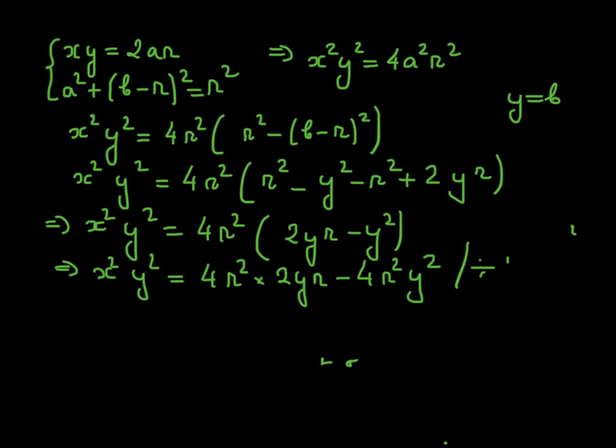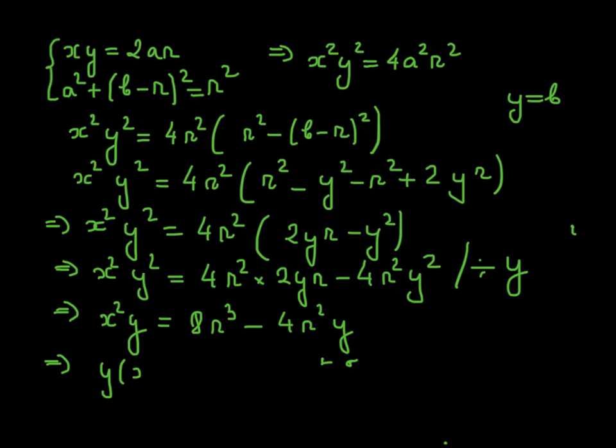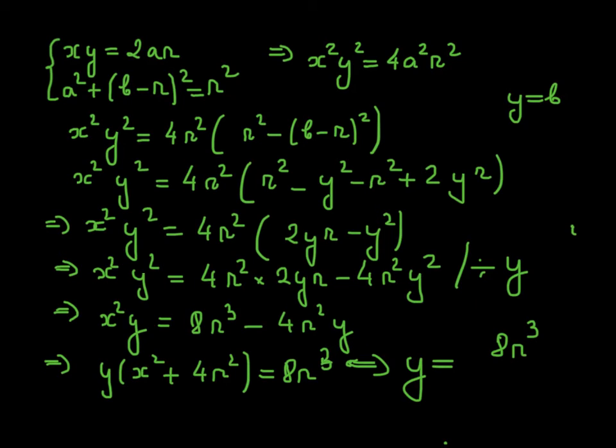We can divide by y, which is not 0, so we get x squared y equals 8r cubed minus 4r squared y. Therefore, y brackets x squared plus 4r squared equals 8r cubed, following that the equation of the curve is y equals 8r cubed over x squared plus 4r squared.